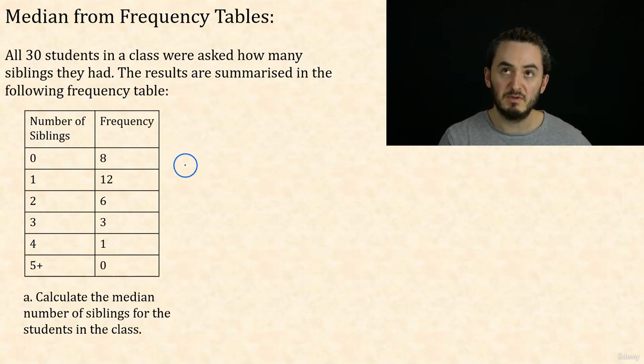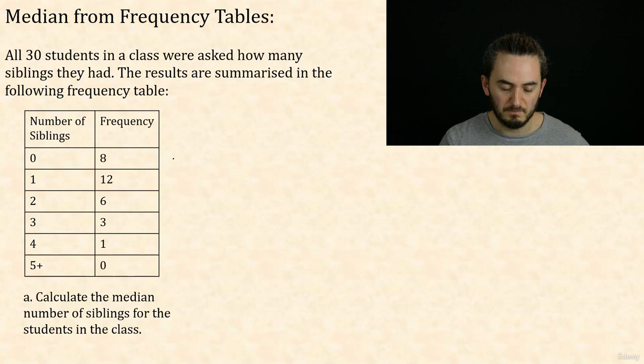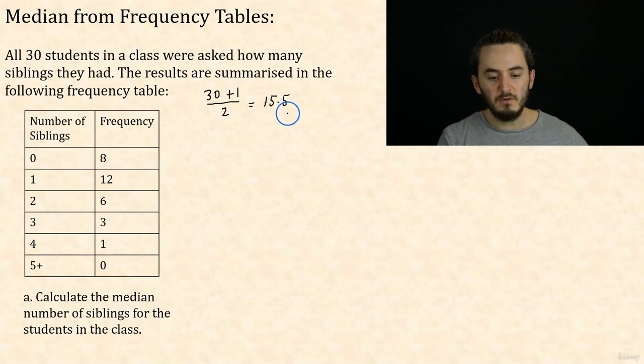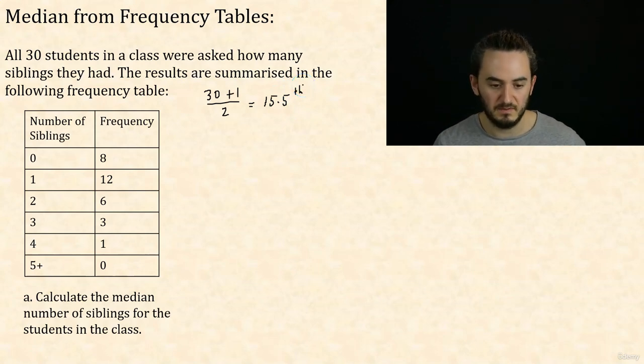For the median, remember it's the middle value. Once again, just like last time, we're going to imagine that we had a full list. We're not going to write out the list, because the whole point of a frequency table is to avoid that. But we imagine that we had the full list with our 8 zeros, our 12 ones, our 6 twos, and so on, and we want to find the middle value. If there were 30 students, our middle value is (30 + 1) divided by 2, which is 15.5. So we're looking for the 15.5th student, or halfway between the 15th and the 16th.